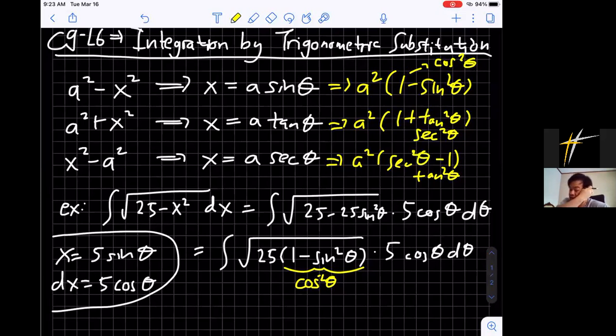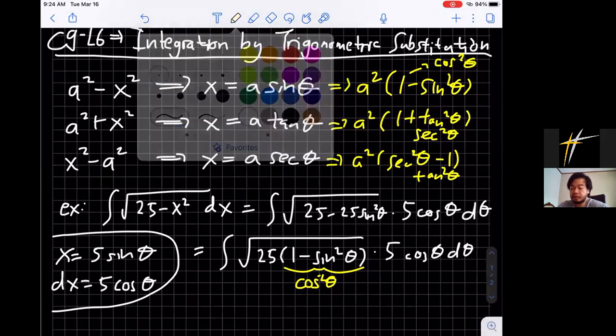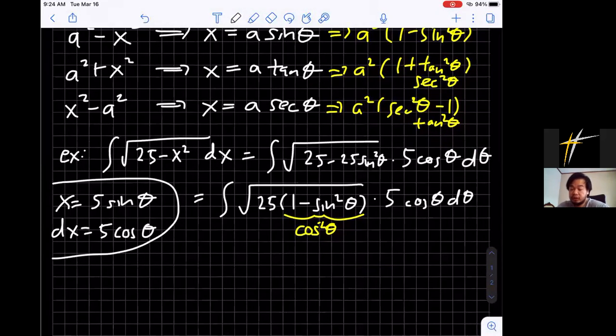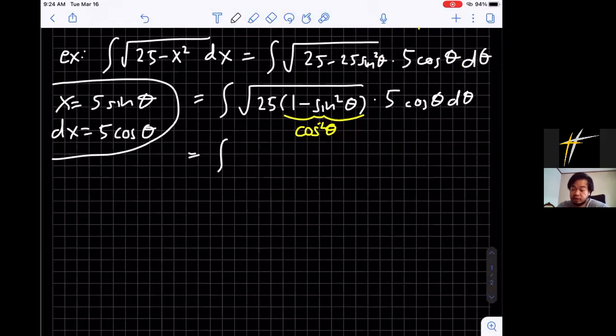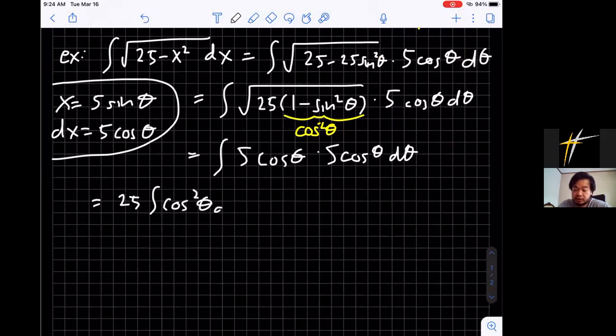Okay, I hope you understand why it's like that. So let me continue to here. So then it's equal to the integral of 5 times cosine theta, yeah? Because it's being square rooted. 25 square rooted is 5. Cosine squared theta square rooted is cos theta. Times 5 cos theta d theta. So it's equal to 25 integral of cosine squared theta d theta.